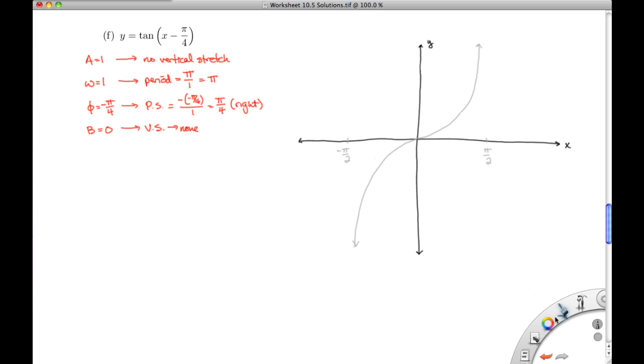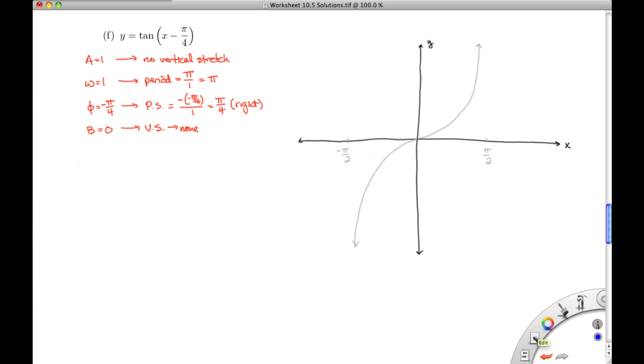So to do a shift, which is really all we have to do here, the period's unchanged, there's no vertical stretch, there's no vertical shift. All we have to do is a phase shift of shifting all key points to the right pi over 4, which is actually a little bit easier for us with the tangent, because we only have to shift 2 vertical asymptotes and then the 1 x-intercept to get one full cycle. So let's go ahead and do that.